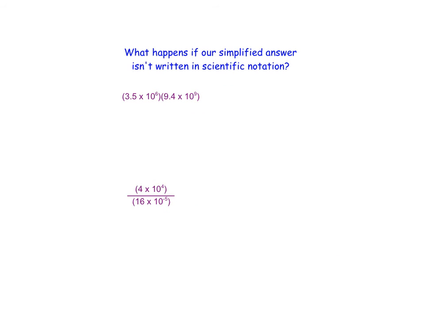So lastly, we're going to look at what happens when we get an answer that's not written in perfect scientific notation. So to start, let's look at multiplying 3.5 times 9.4, which gives us 32.9. And then we have times 10 to the power of, well, I can see I have 10 to the 6th and 10 to the 9th. Those are the same base with exponents that we can add together. So that becomes 10 to the power of 15.